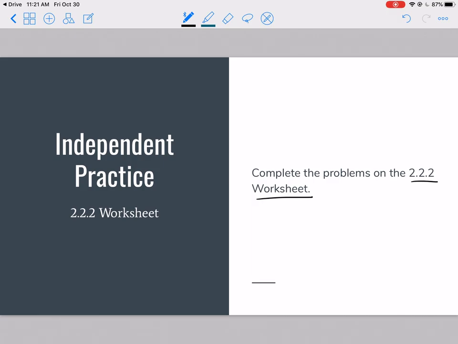Because that is the key thing to being successful with difference quotient: you have to practice. Practice, practice, practice. All right. Good luck, guys. Let us know if you need help.